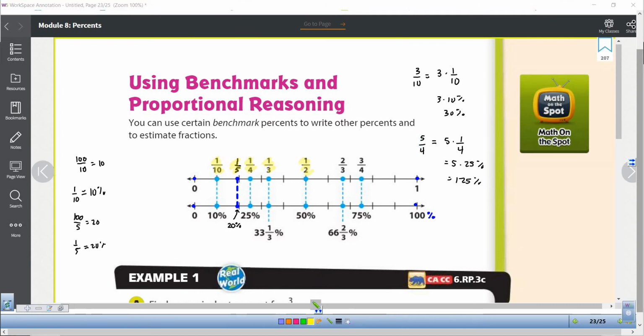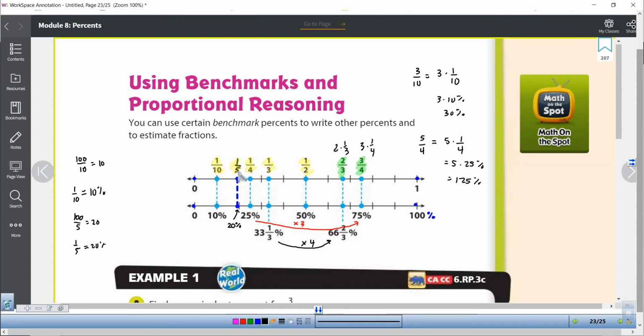In fact, if you look at these two they have here, 2/3 is 2 times 1/3. So if you looked at 1/3, 1/3 is 33 and 1/3%. If you double that, you get 66 and 2/3%. If you take a look at this one right here, you have 3/4. 3/4 is 3 times 1/4. So if you take a look right here, let me use a different color. I'll use red. From 25% over to 75%, that's times 3. 25 times 3. This one down here was times 2. So that's how benchmarks work.